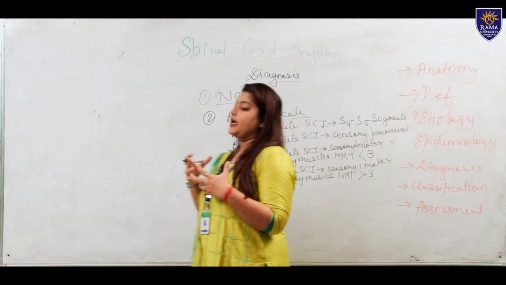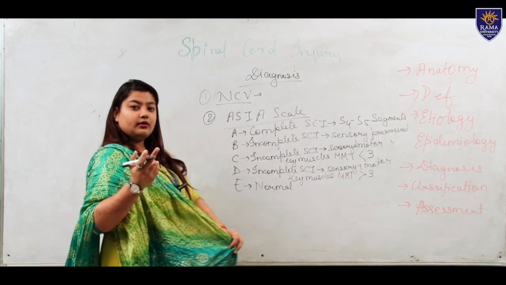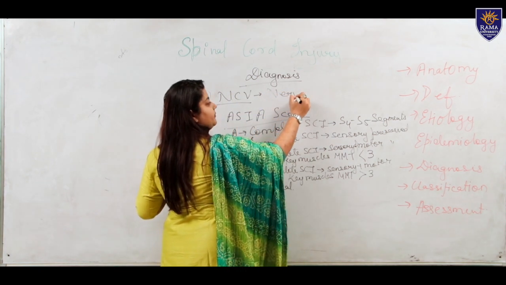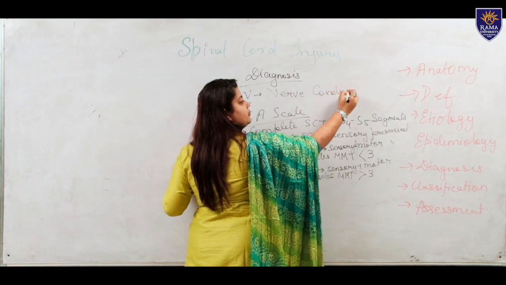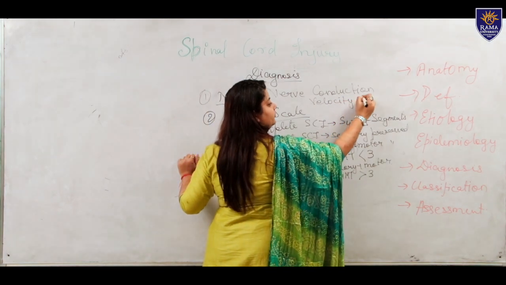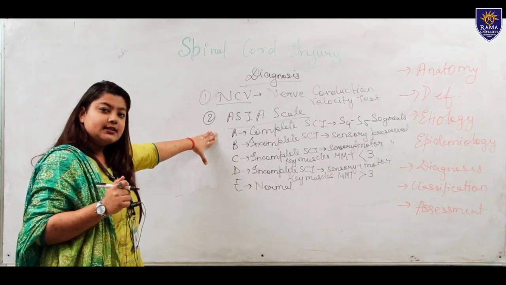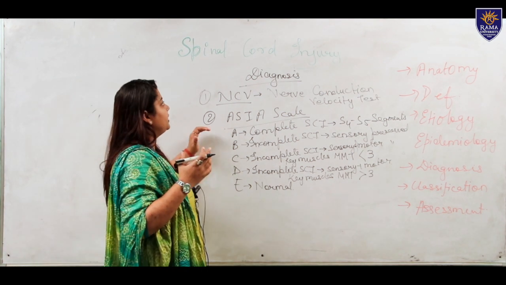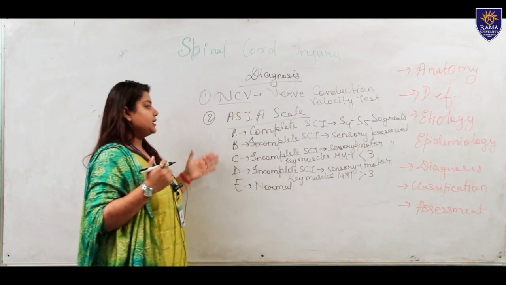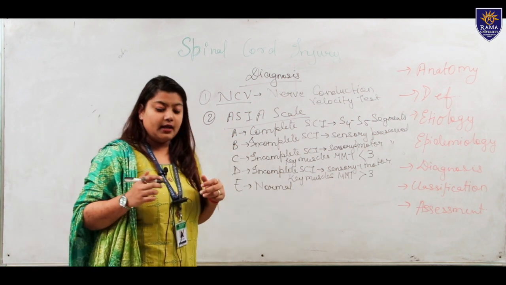So, revising the diagnosis is based on two factors: the electrical activity factor, which is involved in the nerve conduction velocity test, and the second is the ASIA scale. ASIA scale stands for American Spinal Injury Association scale. Now, this ASIA scale is categorized into 5 parts as we discussed earlier.